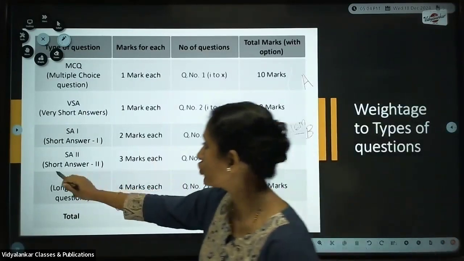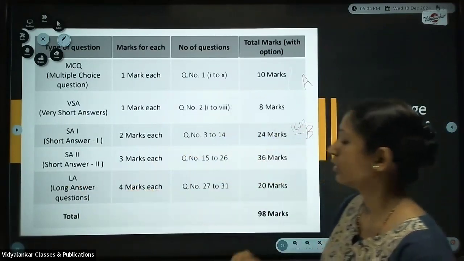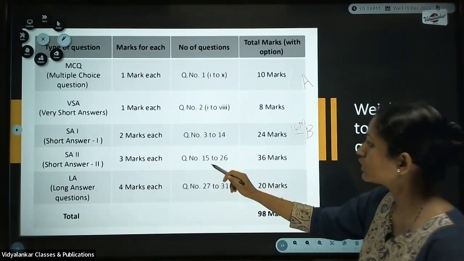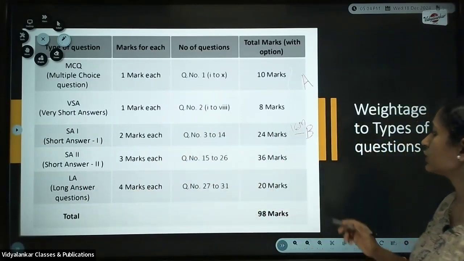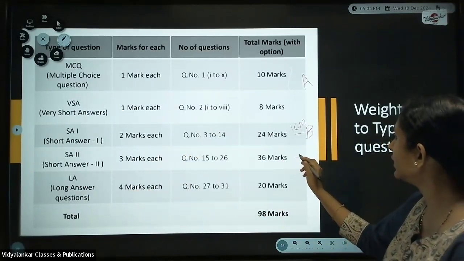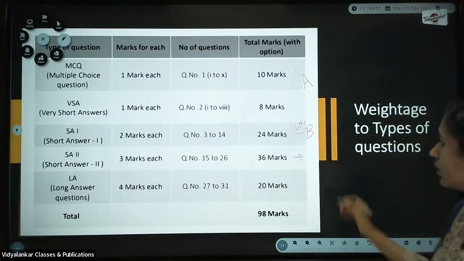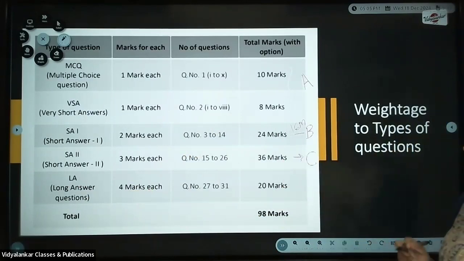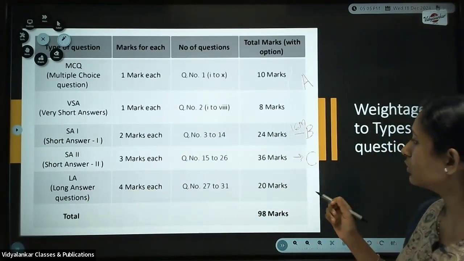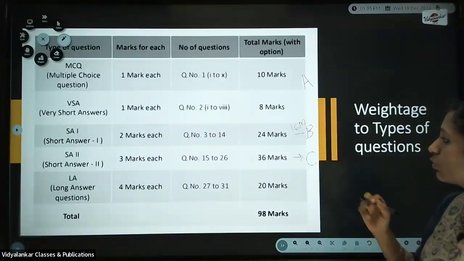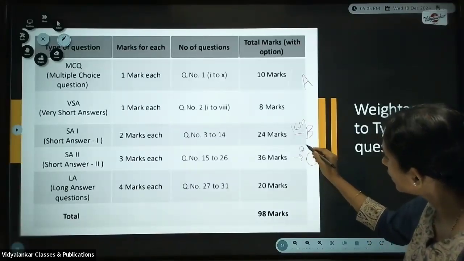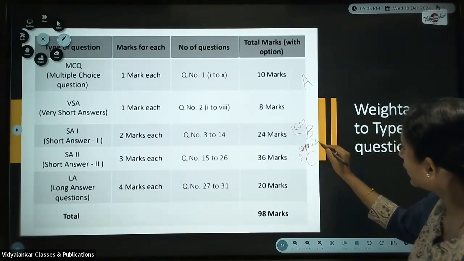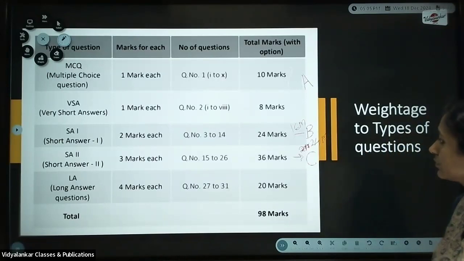So these are again short answer type 2 questions. Each question carries 3 marks. It starts with question number 15 and ends with question number 26. So overall weightage, if you are observing, is 36 marks. This is section C, and from these 12 questions, again, you are going to give your attempt for 8 questions. So overall weightage, sorry, this is 24 marks.